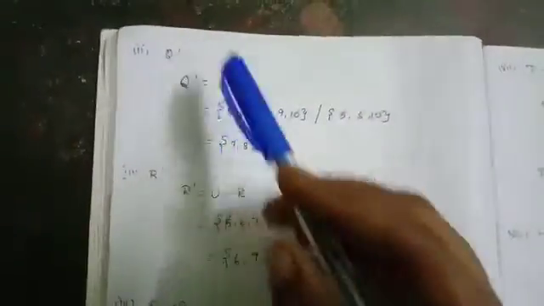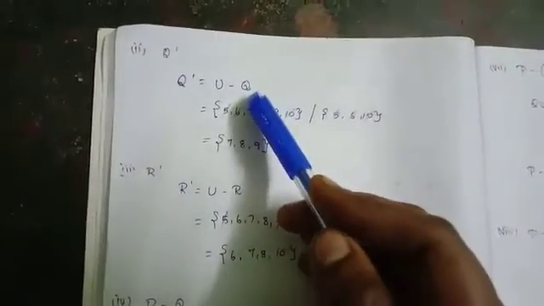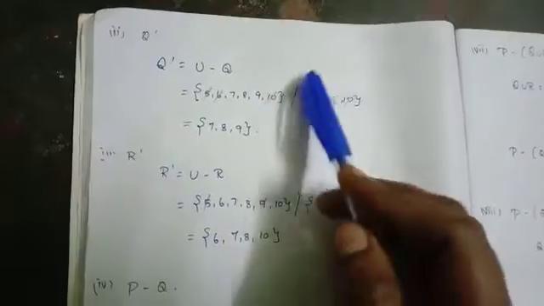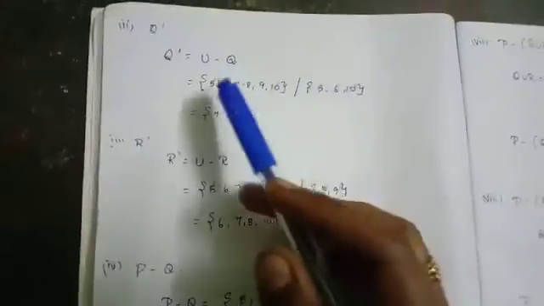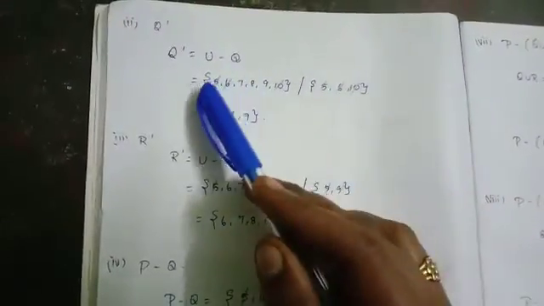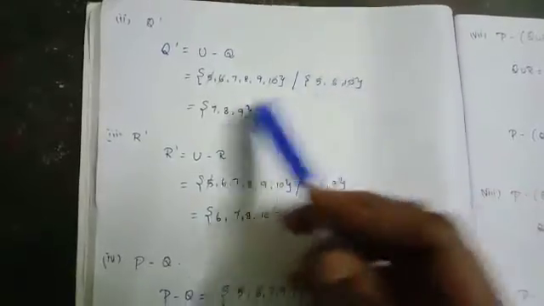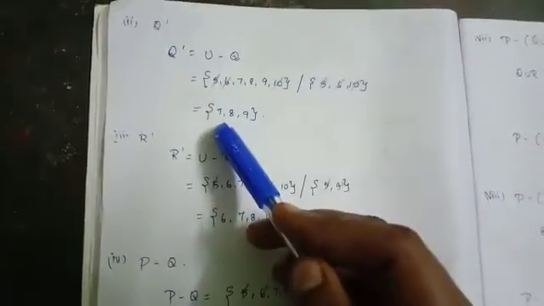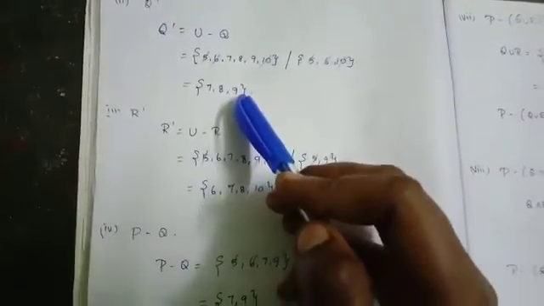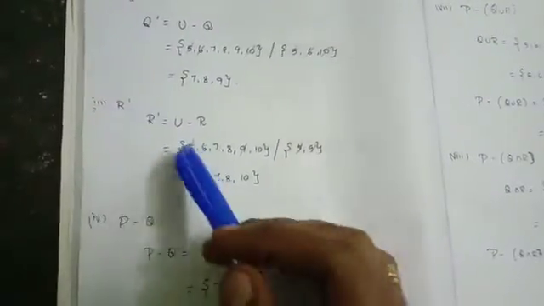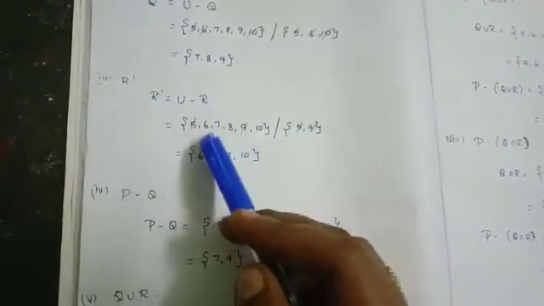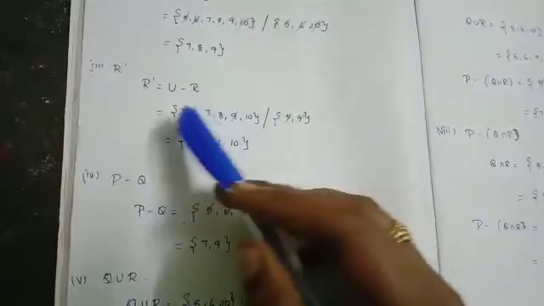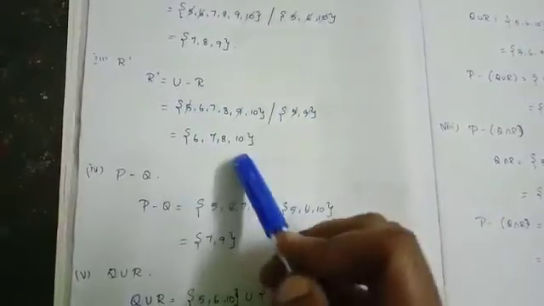Next one, Q dash. Q dash is nothing but universal set minus Q. Universal set slash Q set. Common is cancelled. Common is 5, 6, 10. All are cancelled. So the remaining of the universal set, 7, 8, 9, is the answer. R dash also the same, only U minus R. Universal set minus R set. The commons are cancelled. The remaining is the answer.